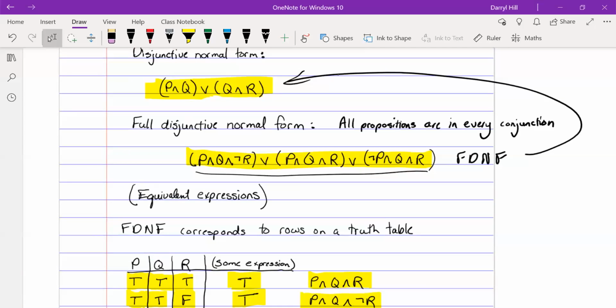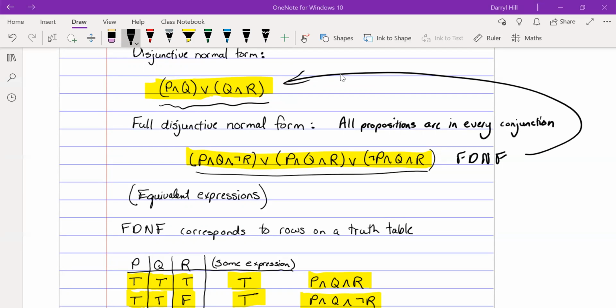I'm assuming you just wrote that wrong. I don't know of a conjunctive normal form. I know of a disjunctive normal form and a full disjunctive normal form. So I'm just assuming that conjunctive normal was a typo.